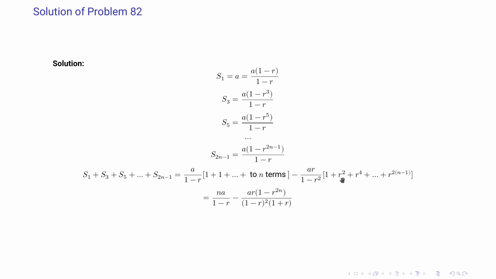This is with common ratio R square. So the sum of this would be (1 minus R to the power 2n) divided by (1 minus R square). So here we will have 1 minus R square and then 1 minus R would be there. So this term will change to (1 minus R) whole square into (1 plus R). And in the numerator it will become 1 minus R to the power 2n according to the formula.